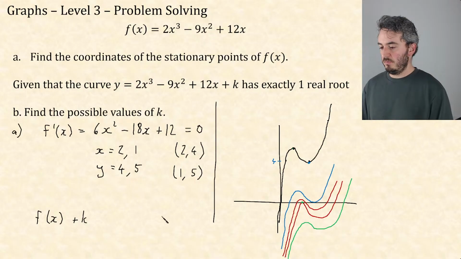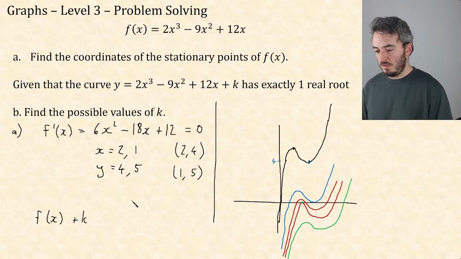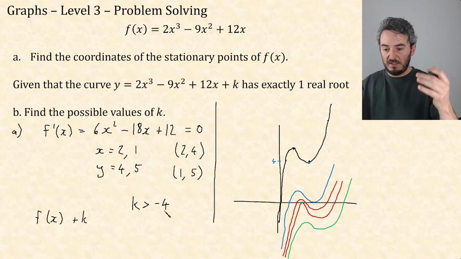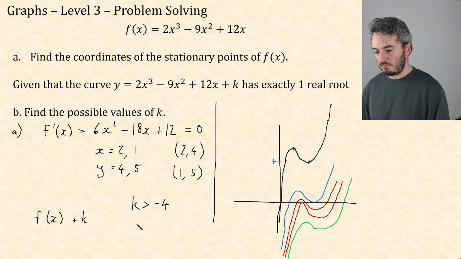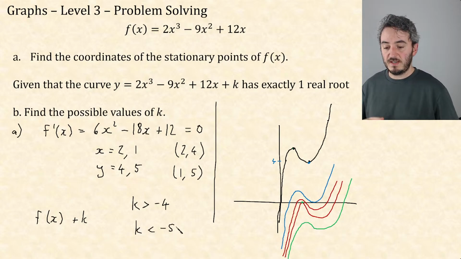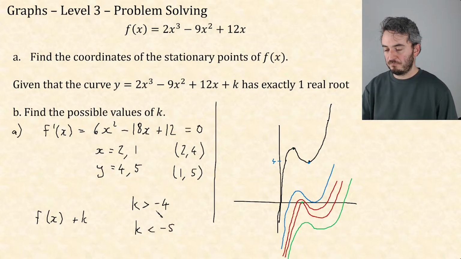So what does that tell me? Well, shifting it down by 4 units would be k is minus 4. And shifting it down by 5 units would be k equals minus 5. So if k is more than minus 4, it means I'm not shifting it down that far and we'll be all right, just one real root. And if k is less than minus 5, it means I've shifted it down by more than 5 units and I'll be okay again. So these are the possible values of k.